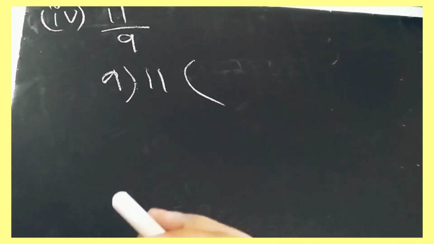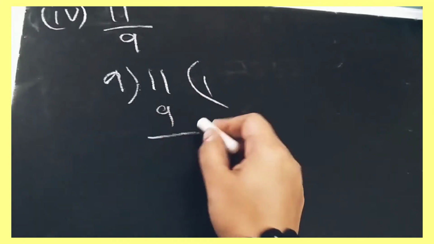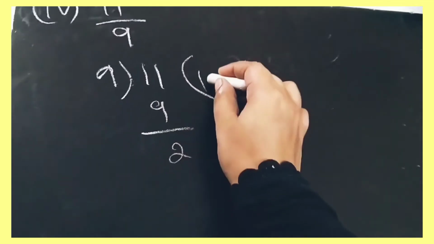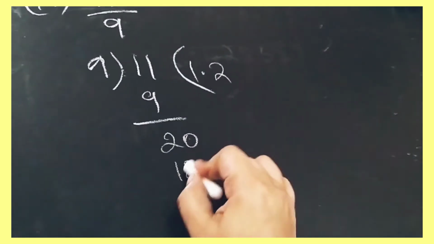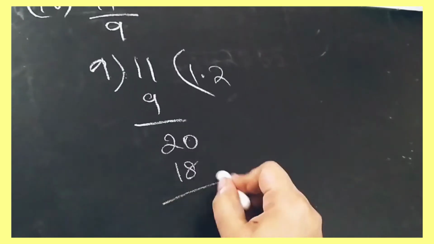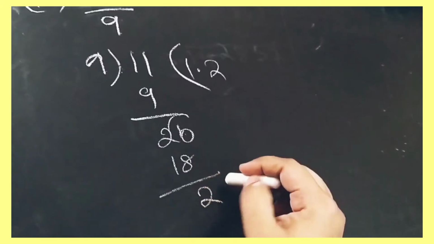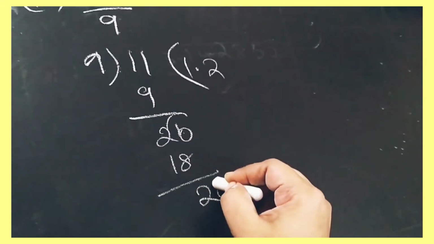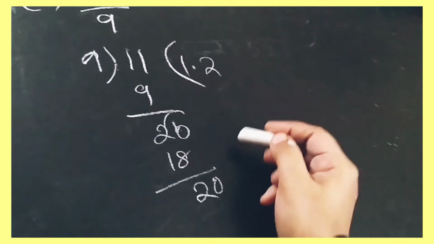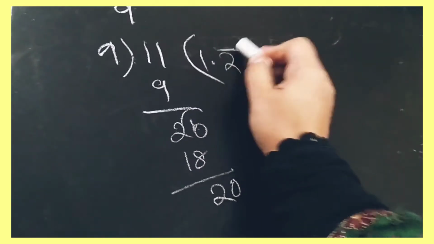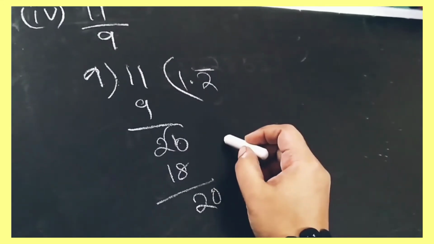Next is 11 divided by 9. So 9 ones are 9 we can take now. 9, 10, 11, again 2.0. 9 2s are 18, 9 3s are 27. Now we can't take 27. Again 10 minus 8 is 2 here. 1 minus 1 is 0. Again we'll take here one more 0. So now 20 minus 18 again we'll get 2. So what you have to do? 2 bar. It is 1.2 bar. So the answer is 11 by 9 is equal to 1.2 bar.